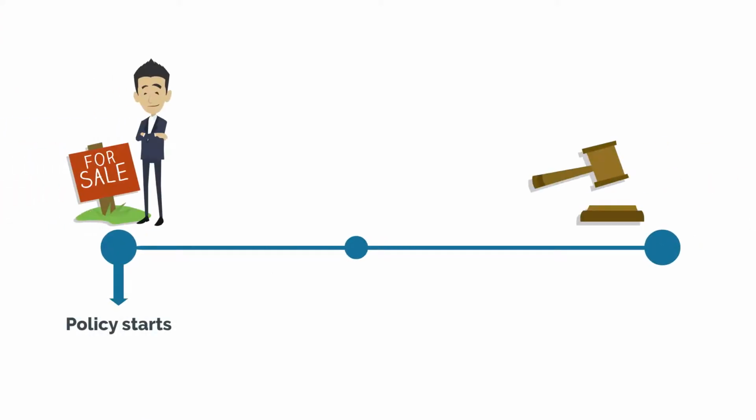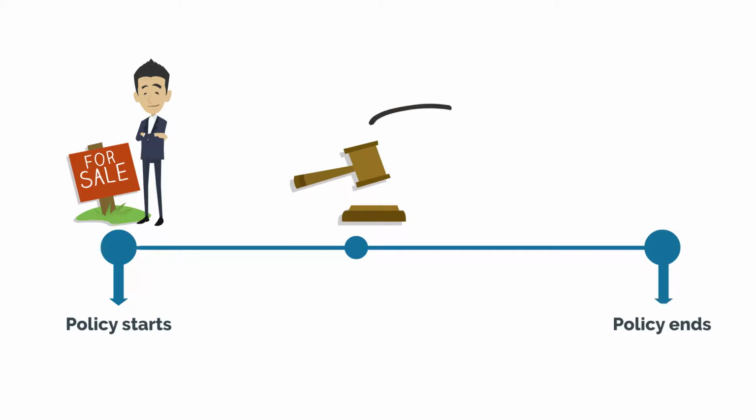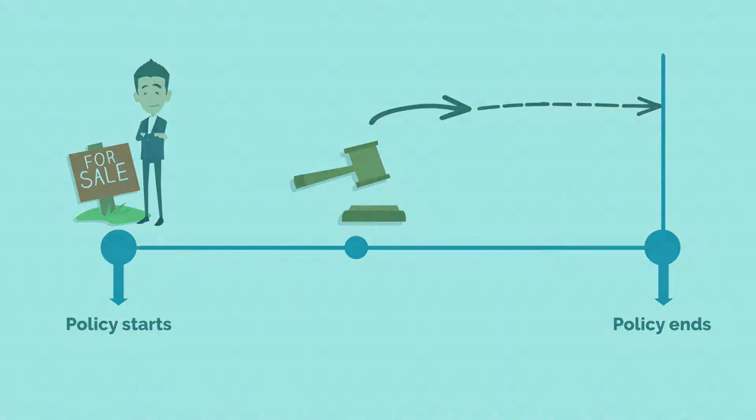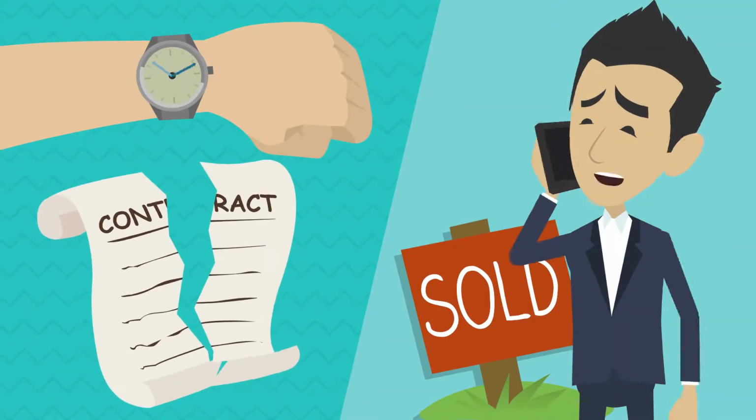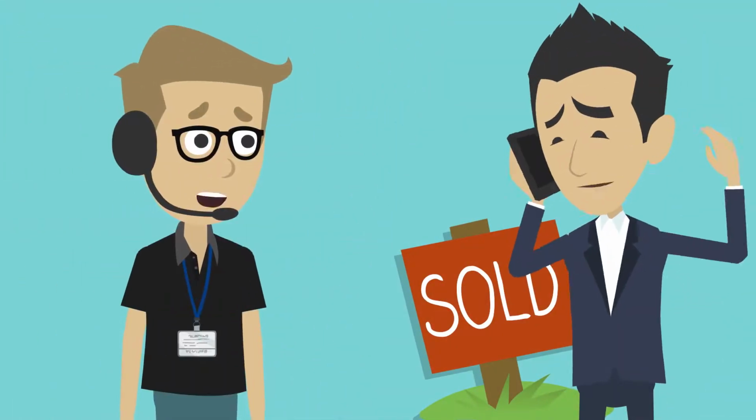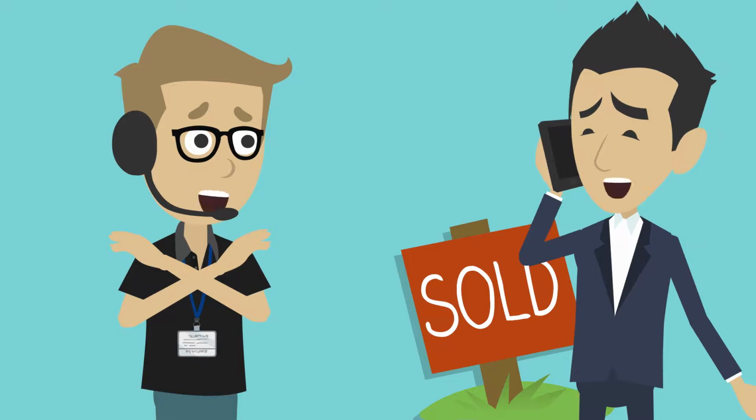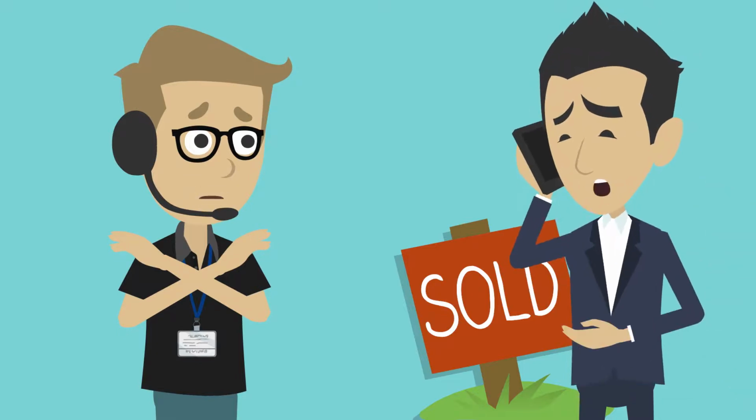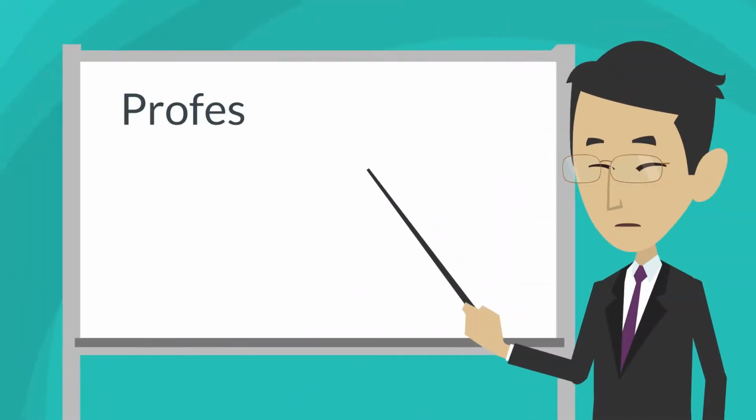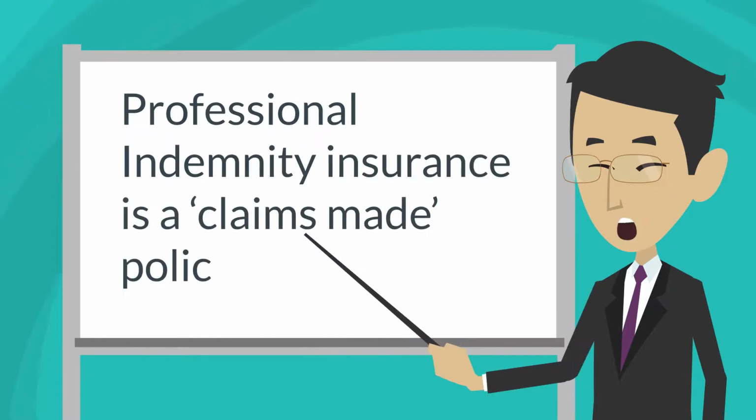Claims-made policies mean you need to have an active policy to be able to make a claim regardless of when the incident actually happened. So once the policy has ended or been cancelled, you can't make a claim against it, even if the incident happened before the policy ended. Professional indemnity insurance is usually a claims-made policy.